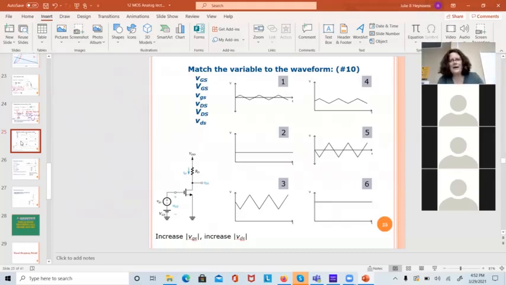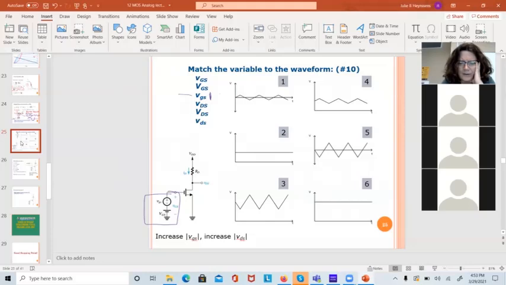So we're going to match the variables to the waveforms. I've got an input here, two pieces of it. There's a signal voltage, and my signal voltage on the input is little v, little g, little s, and we're expecting that to be small and have no DC component. So this one is little v, little g, little s.